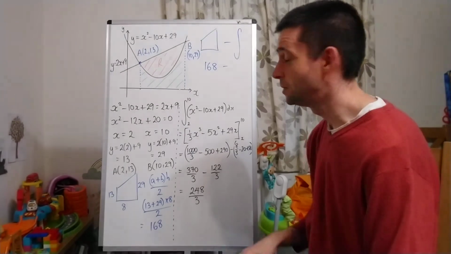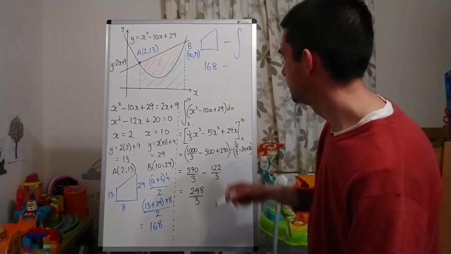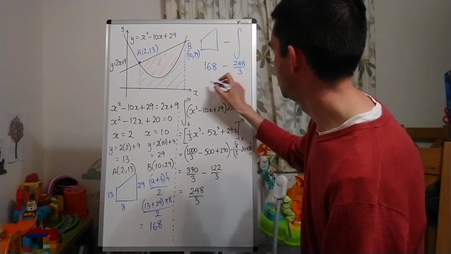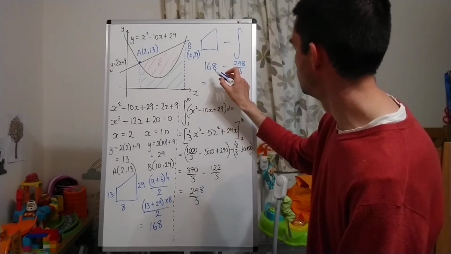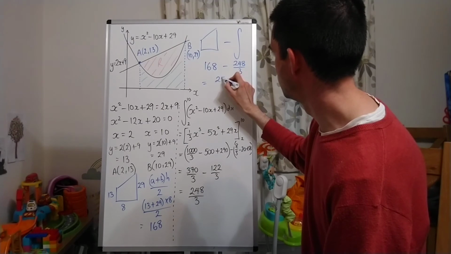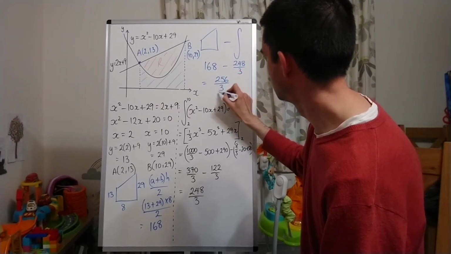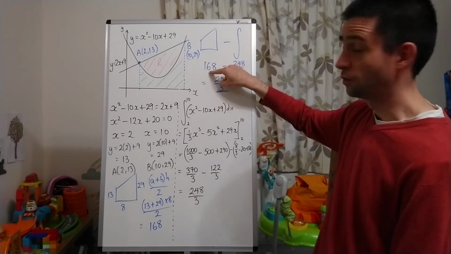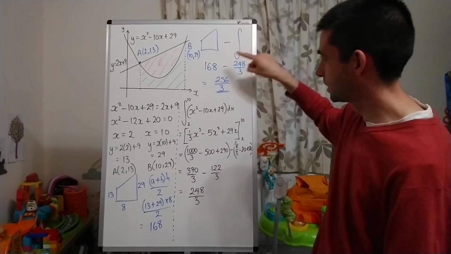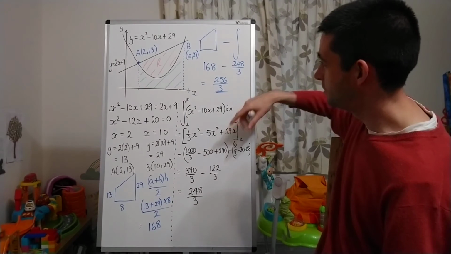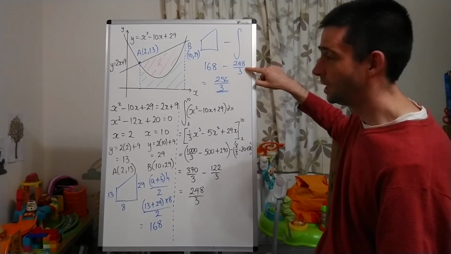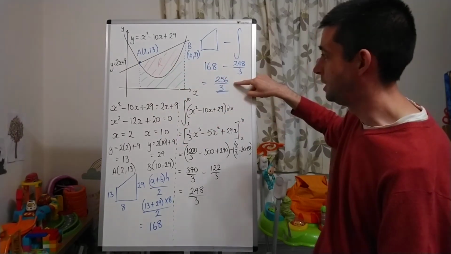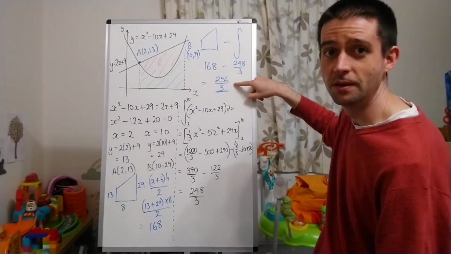So what I now need to do is 168 take away 248 over 3. So what's that? That's 504. So that's going to give me 256 over 3. So the area of the trapezium is 168. The value of the integral, that's found in the green bit, 248 over 3. I find the difference to be left with the red region R, and the area of that region is 256 over 3.